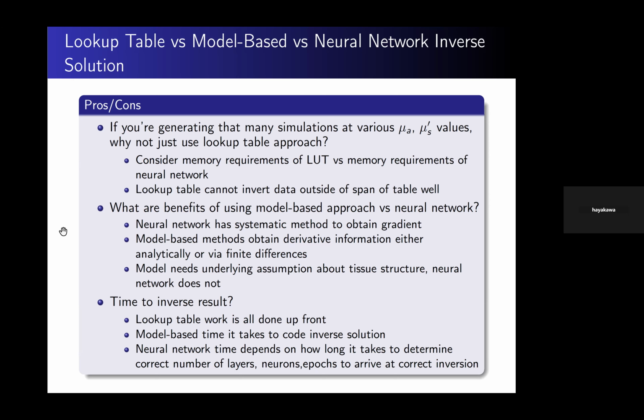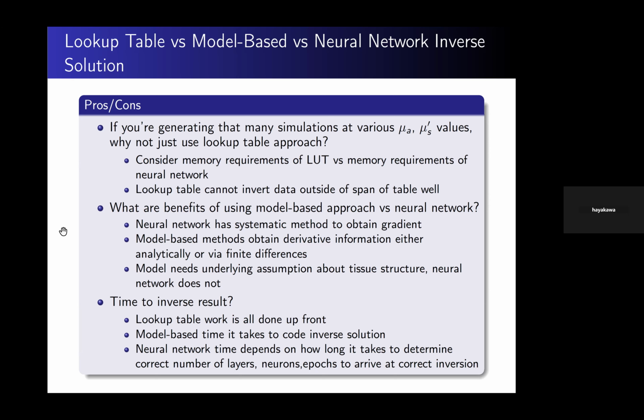Why would you use a model-based method versus a neural net? The neural net has a systematic method to obtain the gradient. The gradient has a very simple analytic form, or is just 0 or 1 sometimes. Model-based methods need to obtain the derivative of whatever the model is, either analytically or via finite differences. But one of the nice things about a neural net is that it has no idea what's going on underneath the tissue. It doesn't care if it's layered, or if there's a tumor in there, which your model would have to take into account.